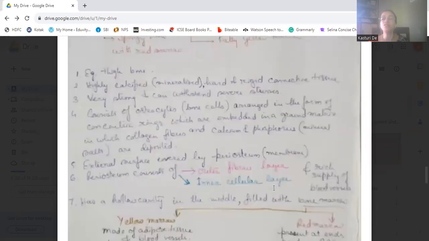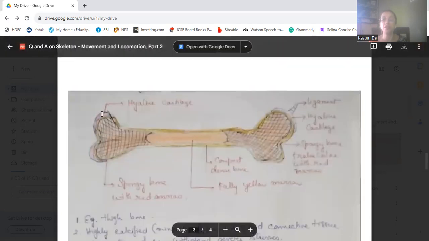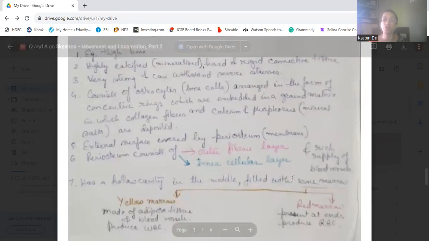Now, it consists of the bone cells, that is osteocytes, which are arranged in the form of concentric rings, embedded in the ground matrix in which the collagen fibers and calcium and phosphorus are deposited. Now, the external surface is covered by periosteum. It's a membrane which covers the bone.